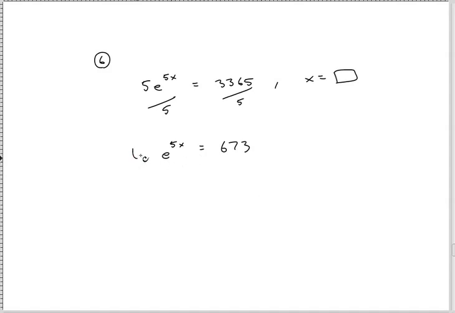And now, ln both sides. And so we got 5x is equal to ln of the 673. Solve for x. I'm going to divide by 5. Watch out here. Watch out.